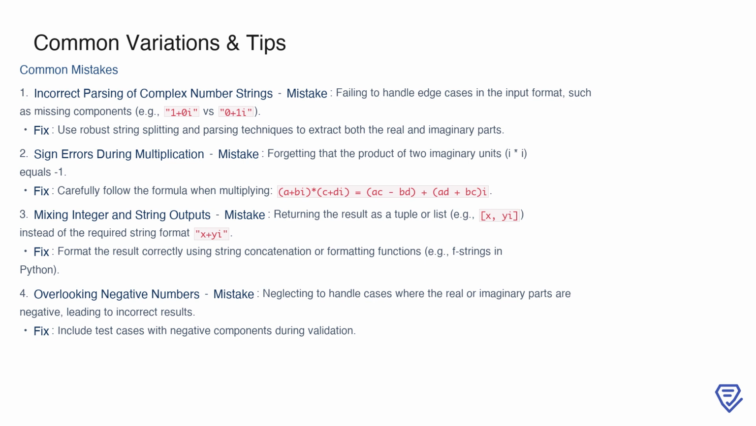Another pitfall is mixing integer and string outputs. For example, returning the result as a tuple or list instead of the required string format x plus yi. To fix this, format your result as a string using concatenation or formatting functions like Python f-strings. Finally, overlooking negative numbers can cause incorrect results if the real or imaginary parts are negative. Incorporating test cases with negative components during validation is a great way to catch these issues early.